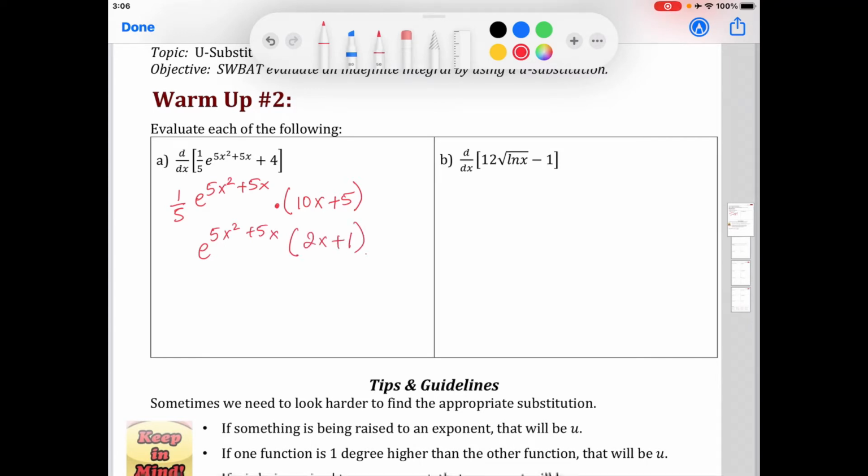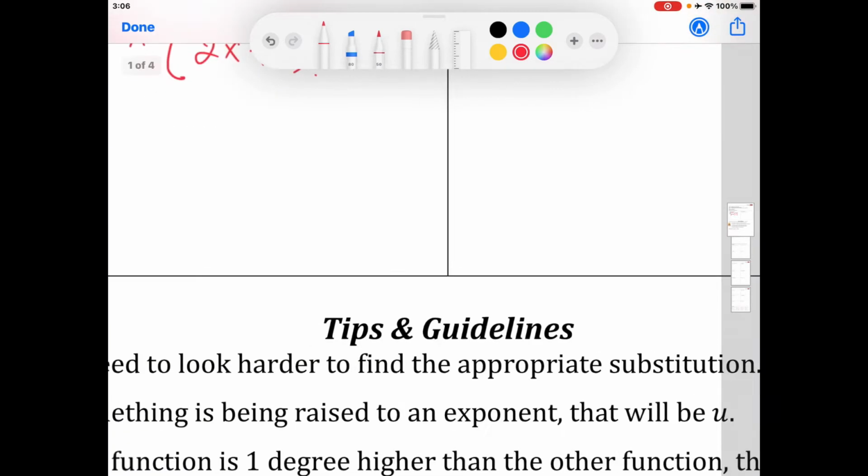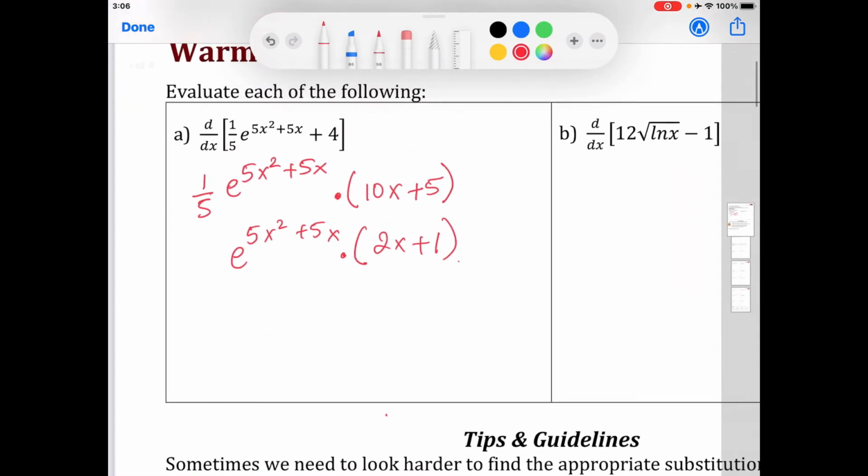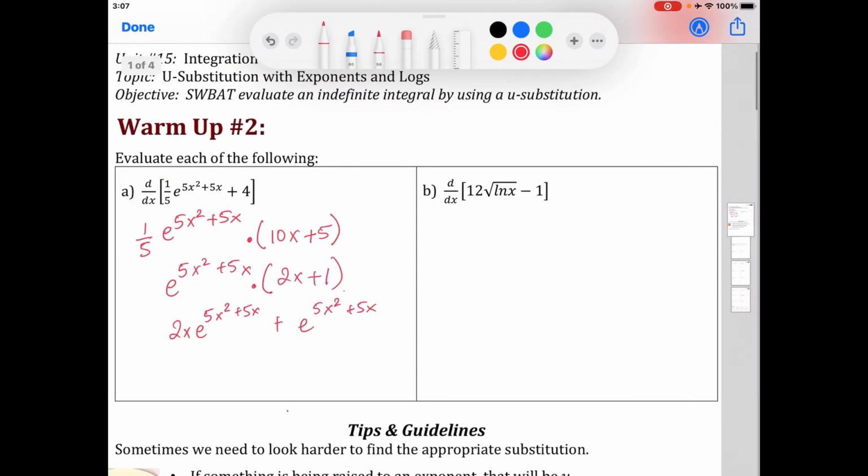Or if I wanted to simplify that, I can also rewrite it, if I was to distribute it, as 2x e to the 5x squared plus 5x plus e to the 5x squared plus 5x. So that's the answer for today's lesson. What I'm going to give you is the answer, and I'm going to be asking you to integrate that using U-sub. So let's look at another derivative one before we get started with the integrals.